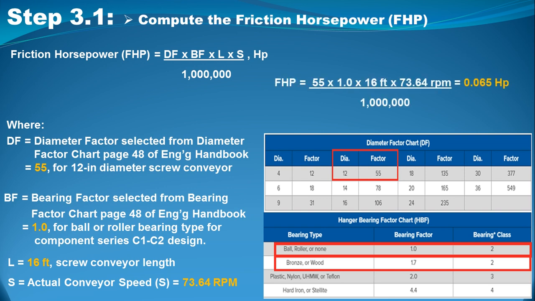So for the FHP, which is the friction horsepower, on the formula we got 55 for the diameter factor times 1 for the bearing factor times 16 feet for the length, and S is the actual conveyor speed, 73.64 RPM. Divide by 1 million, so the resulting horsepower is 0.65 horsepower, the friction horsepower.